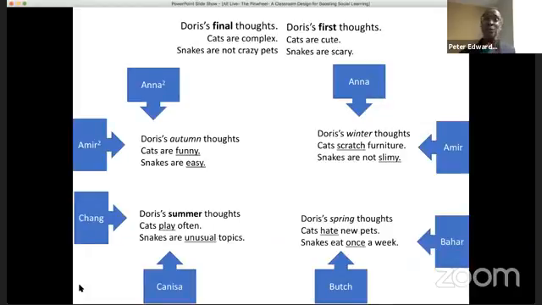And this is kind of Doris's journey. Again, if you look at the upper right, Doris's first thoughts are that cats are cute and snakes are scary. Then she's in her home group with Anna and Amir. And they tell her that, well, cats can scratch up furniture and snakes are not really so slimy. This has an influence on Doris. Then she moves to her next group, and Bahar and Butch tell her other things about cats and snakes. Doris then moves again and then again. By the end, Doris has a deeper understanding of both cats and snakes.